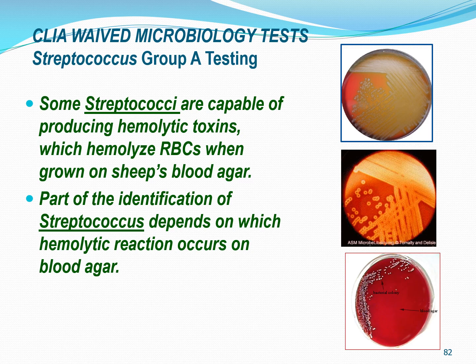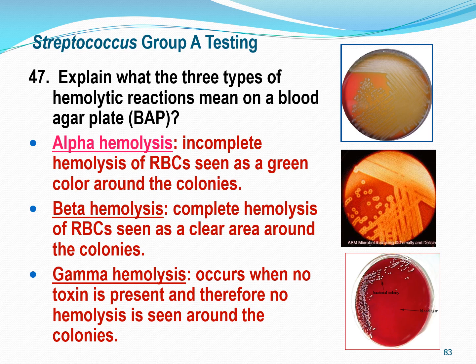Part of the identification of Streptococcus depends on which hemolytic reaction occurs on the blood agar. That's one of the tools that the microbiologist uses to identify which Streptococcus it is. So we can talk about the 3 types of hemolytic reactions they're going to be looking for on those blood agar plates. There's alpha hemolysis, which is incomplete hemolysis of the RBCs seen as a green color around the colonies, which you'll notice in our top picture to the right.